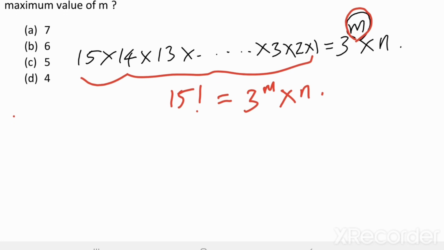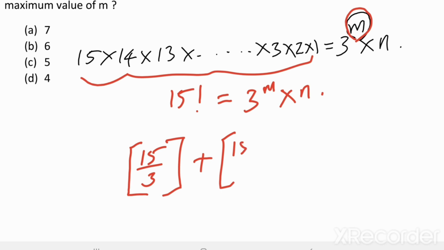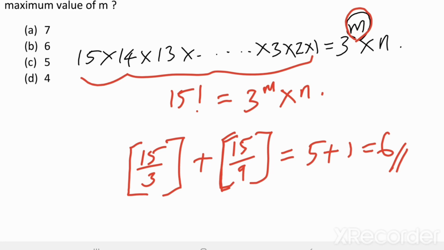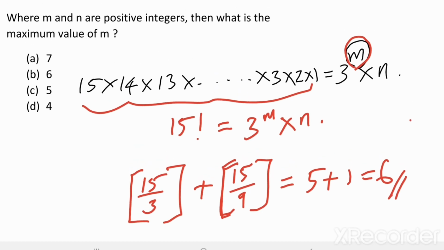Then to find maximum power of 3 in 15 factorial, just take 15 divided by 3 plus 15 divided by 9. This is equal to 15 divided by 3, we get 5, plus 15 divided by 9, we get 1 point something, but this is greatest integer function, so we get 1. So 5 plus 1 equal to 6. The maximum value of m equal to 6. Our answer is option B.